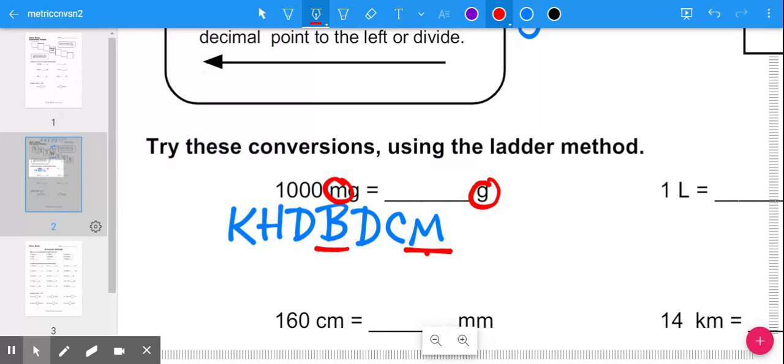So that means we're going to go from here and go 1, 2, 3 times to the left. So 3 to the left. So that means this decimal after the number 1,000 is going to go 1, 2, 3 times to the left, which leaves you with 1 gram. If you want to put your 1.000, that's fine, but you don't need that 0.000.